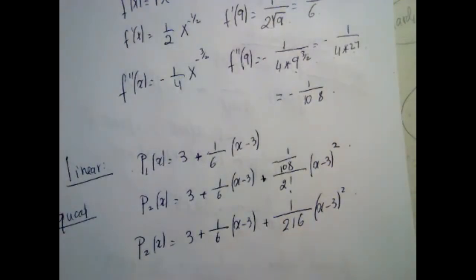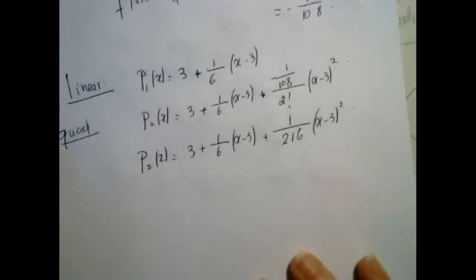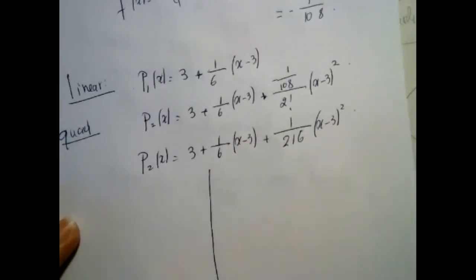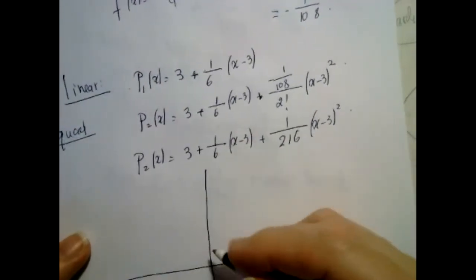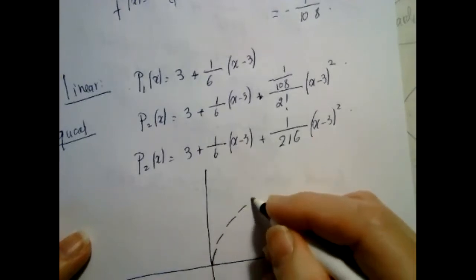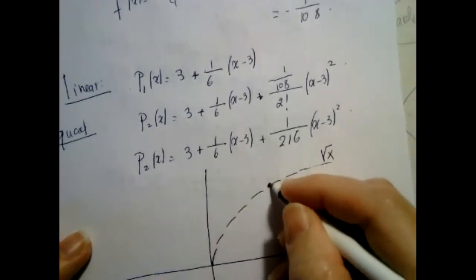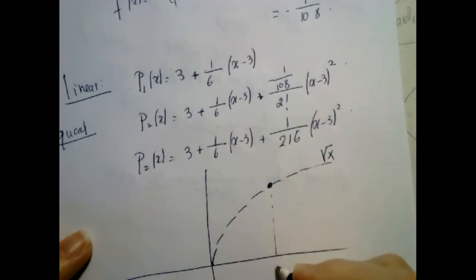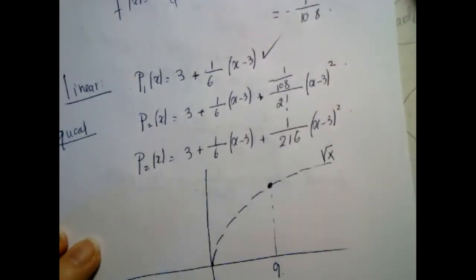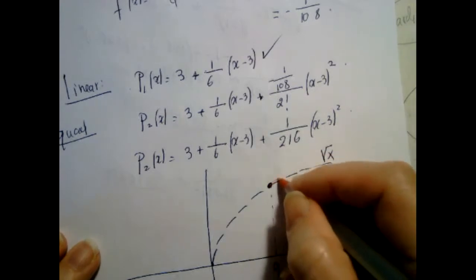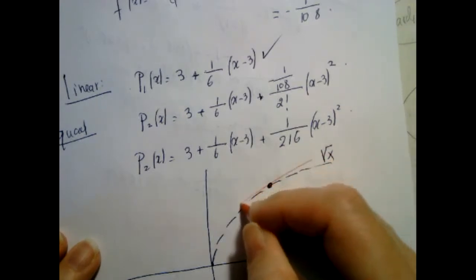All right. Now, what about the graphing? The graphing part is the following. First, we graph the function. So that's the square root of x function. That's really my graph. And we take the point 9. That's my base point. All right, P1, of course, you know it. It's nothing more than the tangent line. So this is P1.